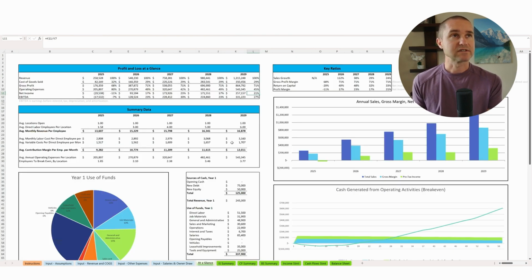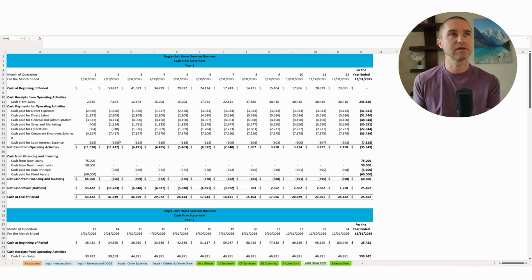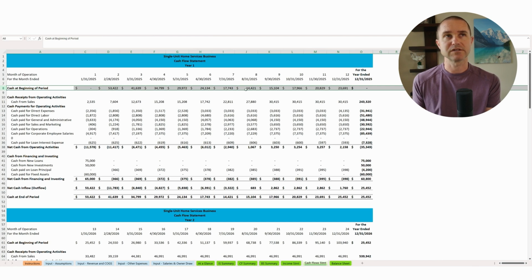So after all that, that brings us back to this at a glance tab. The main thing I want to point out here is, as you look at preparing this for an SBA loan request, look at the cash flow statement here and make sure that this cash at the beginning of the period never goes below 0. If this is below 0, then you're out of money, and it's not going to be a good look when you present that to a potential lender and you have negative cash at some point. It's going to look like, how are you going to make your loan payment, right?